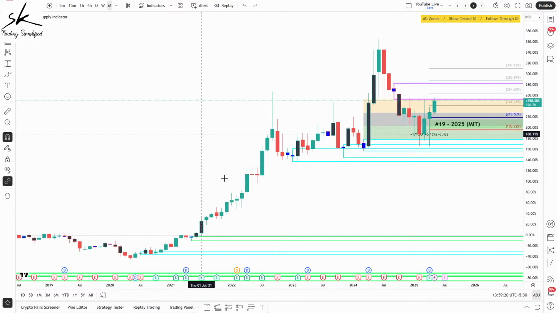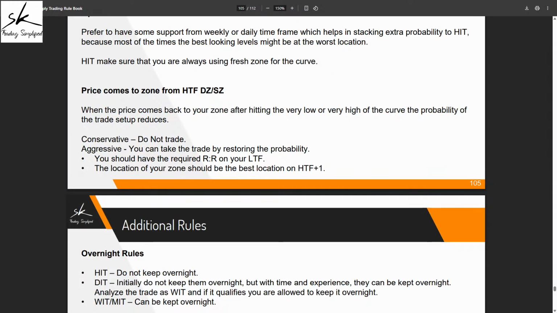So if the probability reduces, what should be my action? The rule says if you're a conservative trader, do not trade, right? So the first thing is, this is not a valid trade for me. I should not be taking the trade on this particular demand area. Now, if you still want to do it as an aggressive trader, you will be looking for certain conditions.